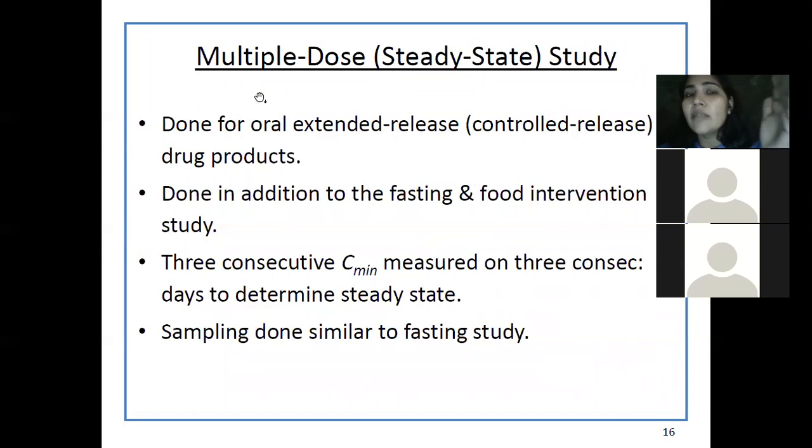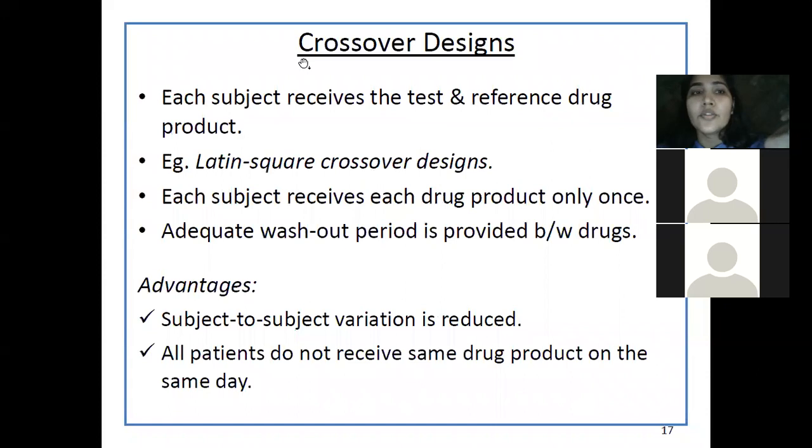So basically in multiple dose trial, you will be checking the steady state of the concentration of the drug that you are achieving into the bloodstream. Okay. So that is what will be checked. So for a particular drug, along with the fasting and food study, you can also perform the multiple dose steady state trial. Okay. So this was it.